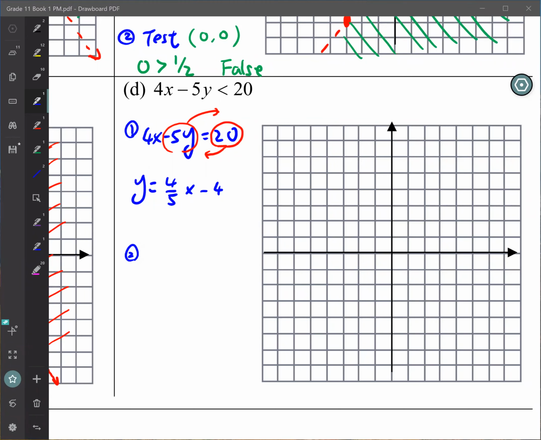Just making sure everyone knows how to draw the line. Chris, can you tell us where to put the point? The coordinate? 0, -4. Yep, 0, -4. Thank you.